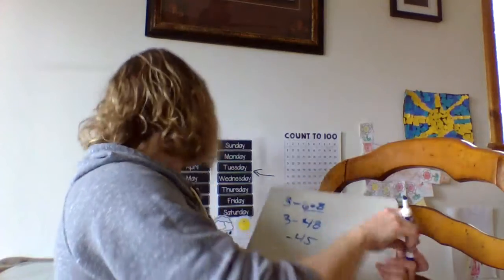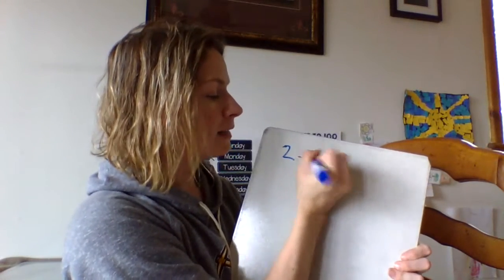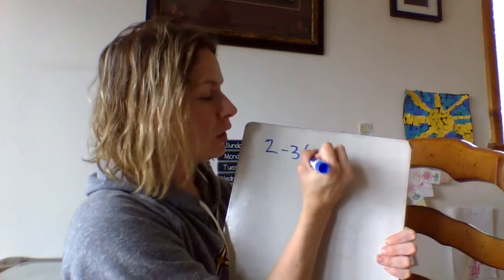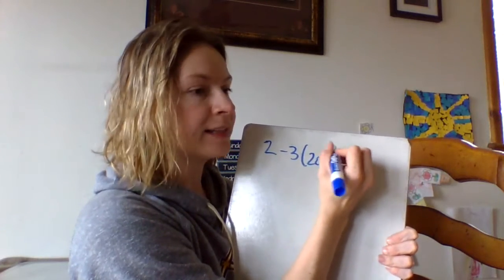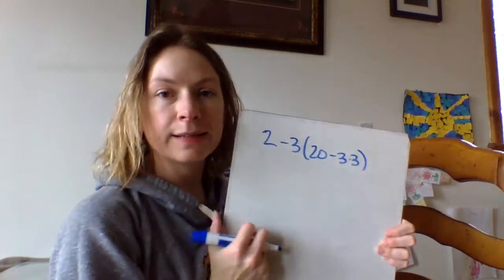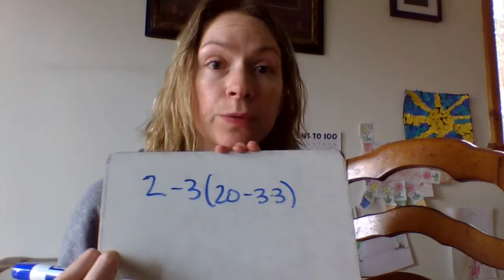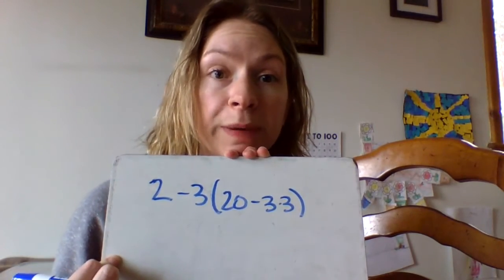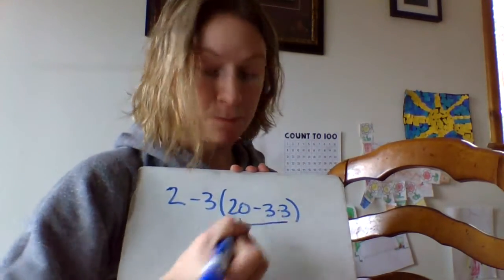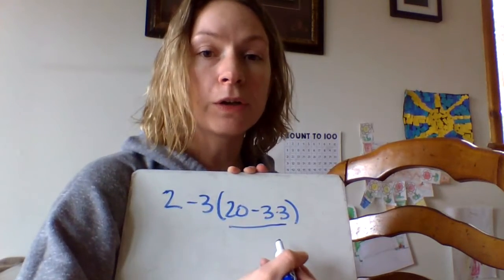Let me grab my eraser, and let's look at another one. Let's look at one that's maybe a little bit more complicated. I've got 2 minus 3, and then parentheses, 20 minus 3 times 3 and parentheses. Okay, so with this one, we've got to think about what we're going to do first. We always start off looking for grouping symbols, and this time we've got some, right? So with these grouping symbols, I'm going to have to do what's inside of here first.